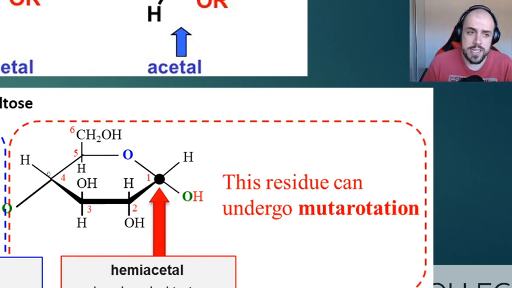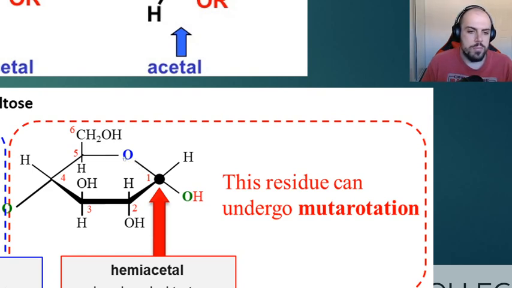One, it forms a hemiacetal, but maybe a more descriptive way of thinking about it is if we look at this carbon here, and we look at this connection to this oxygen, this bond is put under a lot of strain. The reason for that is the electronegativity of this hydroxyl group down here, which is putting some strain on this bond. We've also got this hydroxyl group here, which is very electronegative and pulling electrons this way. So that's really putting strain on this carbon-oxygen bond here.